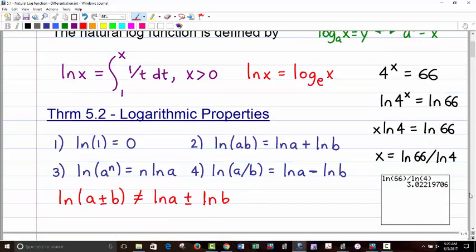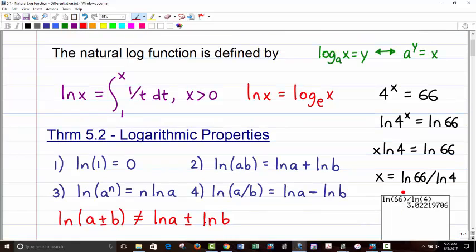So technically, the exact answer is ln of 66 divided by ln of 4. That's the exact answer. And of course, you can see what it was if you wanted a decimal. Turns out being about 3.02.